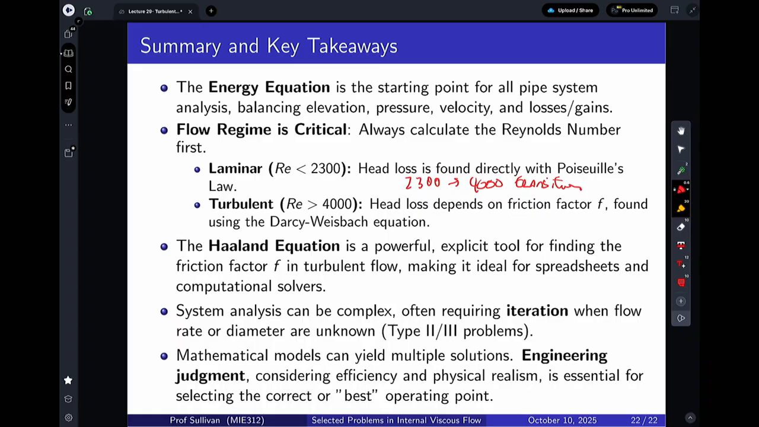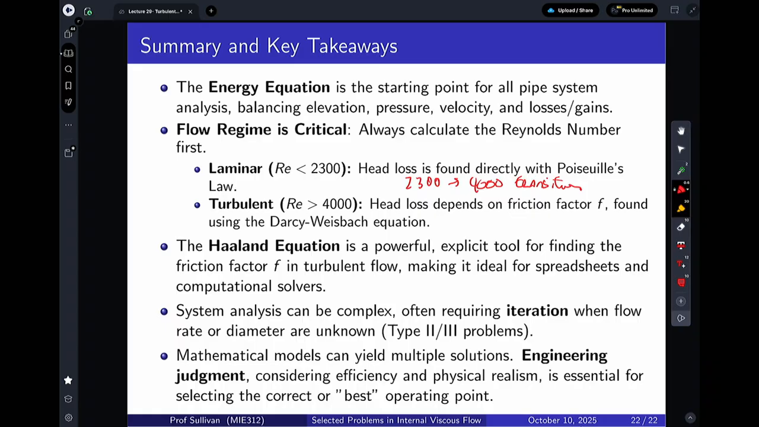The Haaland equation is a super powerful explicit tool for finding the friction factor in turbulent flows. And in fact, I would strongly recommend getting comfortable with it because it's a faster and less cumbersome way to a solution. It's kind of painful on a calculator, but if you write very carefully, it's a lot of bookkeeping. That's about it. But you do have the Moody diagram as a secondary validation step or verification.